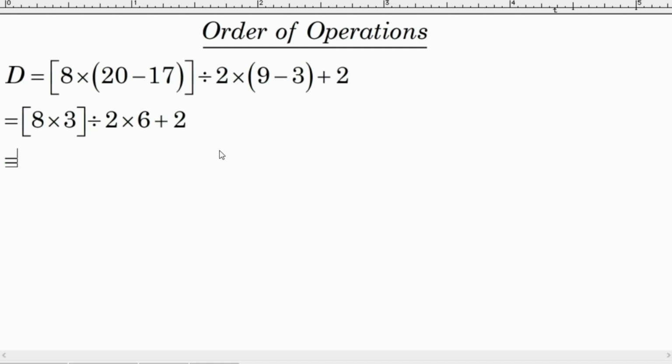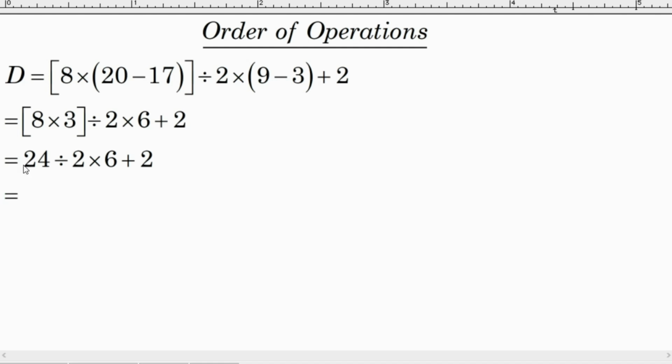Next, we have to solve the number in the bracket. So 8 multiplied by 3 equal 24. Divide by 2 and then multiply 6 and then plus 2. Okay, so now we have a division sign, a multiplication sign, and then an addition sign. So start solving from left to right.